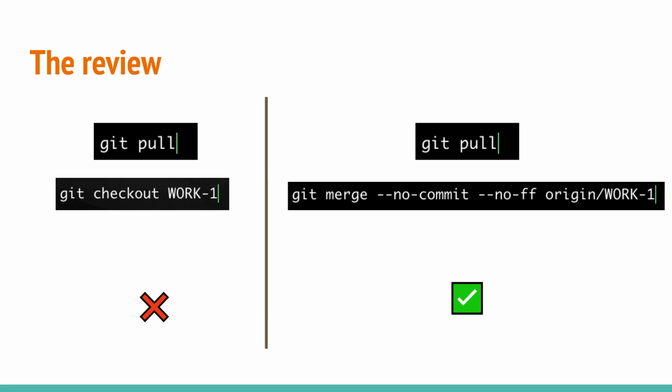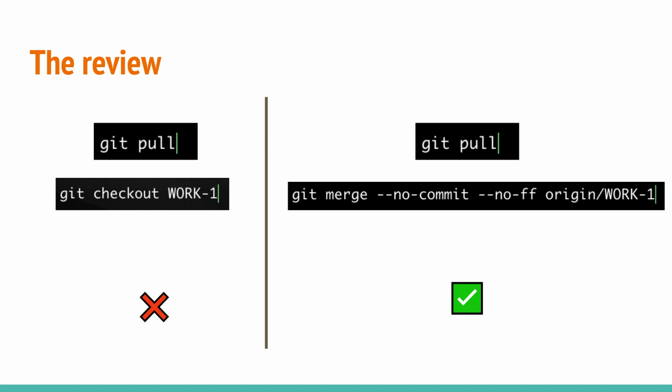Now let's look at two review methods that Beth can use to review Bob's PR. On the left is the checkout method, where Beth first uses git pull to retrieve the latest version of the master branch, and then checks out to the work1 branch. I disagree with this method for reasons that I'll explain in a moment.